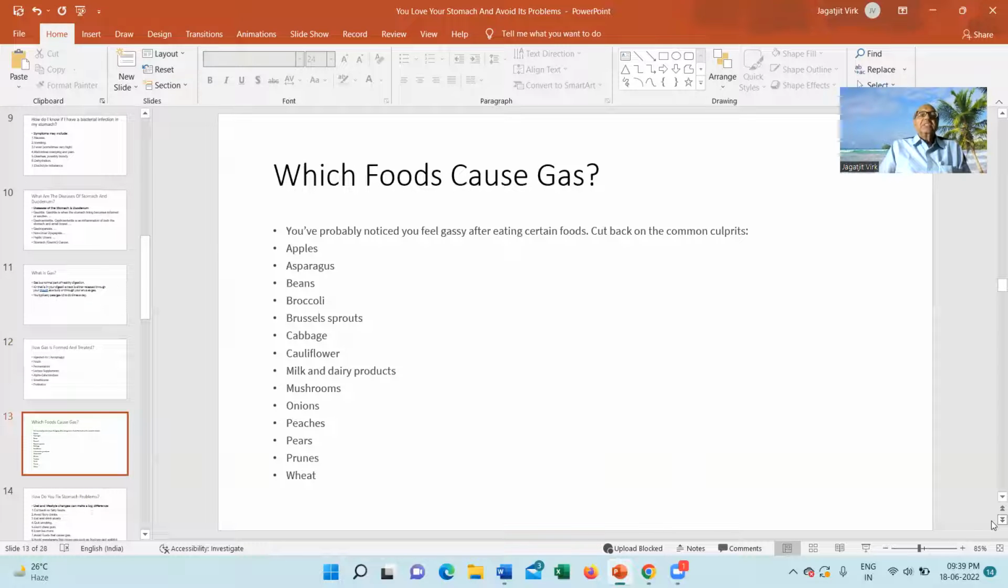Which foods cause gas? You have probably noticed you feel gassy after eating certain foods. Cut back on the common culprits: apples, asparagus, beans, broccoli, Brussels sprouts, cabbage, cauliflower, milk and dairy products, mushrooms, onions, peaches, pears, prunes, and wheat.